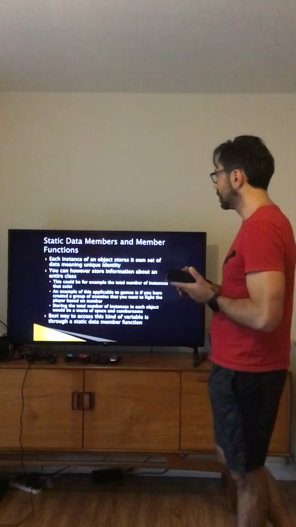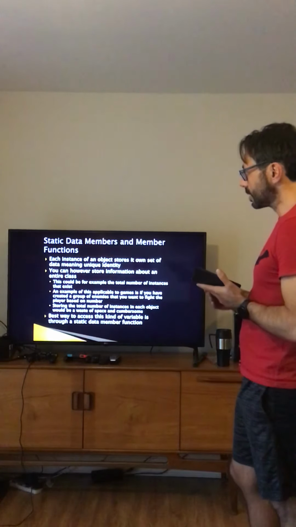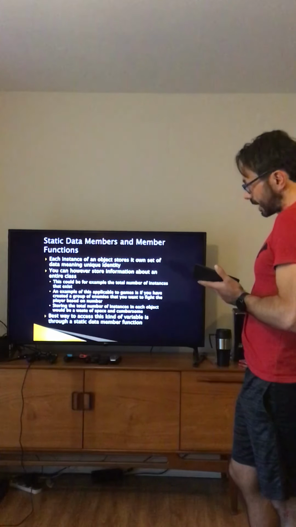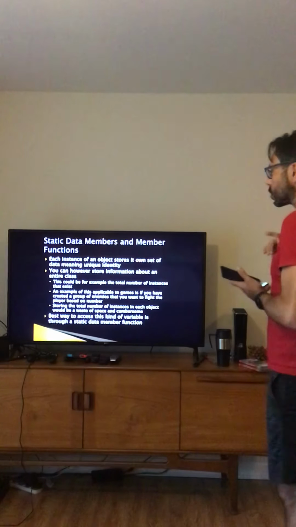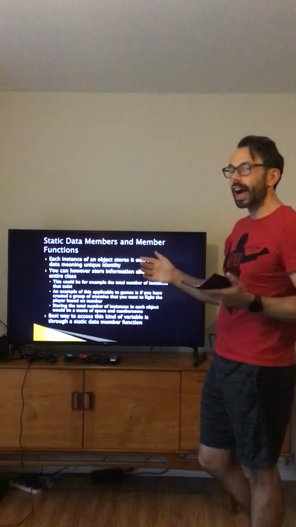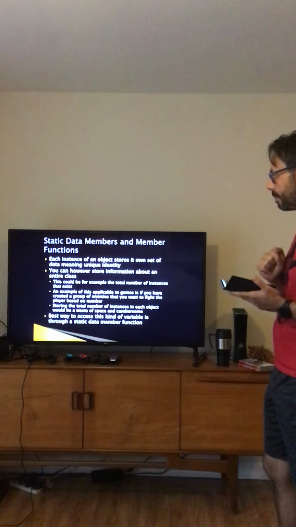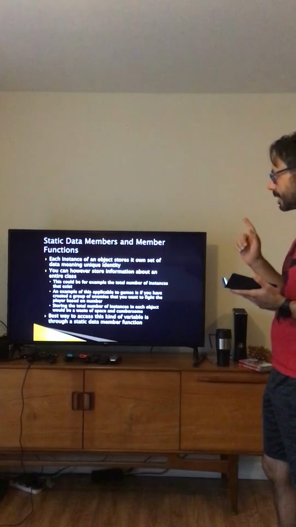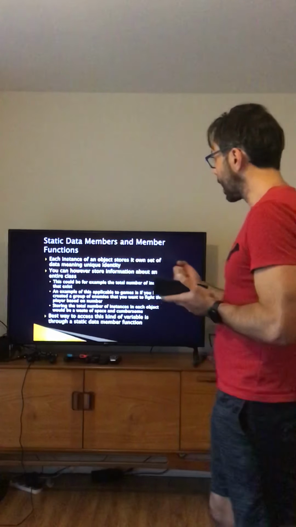So static data members and member functions. Each instance of an object stores its own set of data, meaning unique identity. But you can, however, store information about an entire class. So that's what we mean by static data members and static member functions. And this could be, for example, the total number of instances that exist.